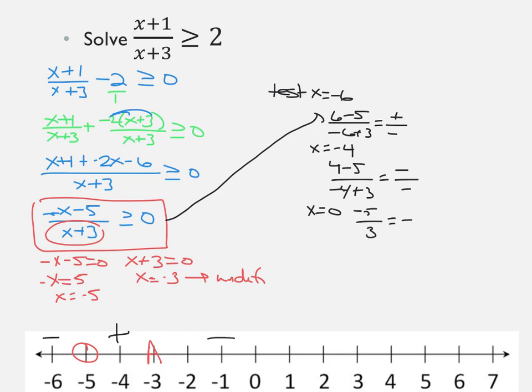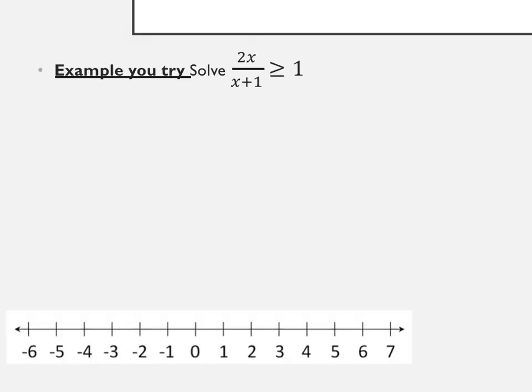Okay, and because our inequality is a greater than or equal to, we want to hug our plus signs. And the 0 gets the straight bracket. The asymptote or undefined portion gets the parenthesis. That's it. Try this last question on your own.